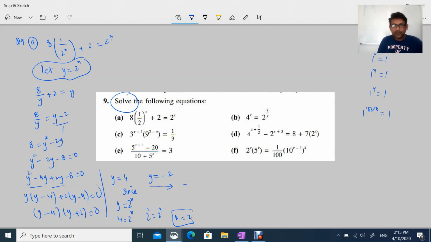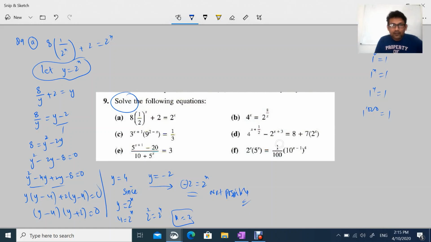For this part, y is equal to minus 2 is equal to 2 power x. This negative sign means this solution is not possible. So this is also the way to solve it. Okay, moving to other parts.